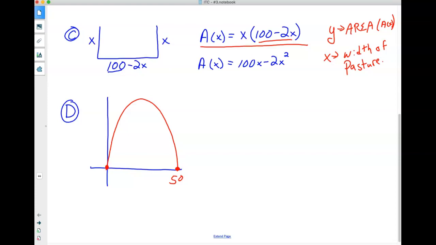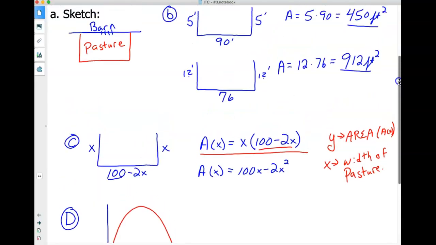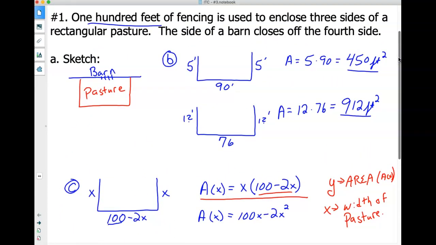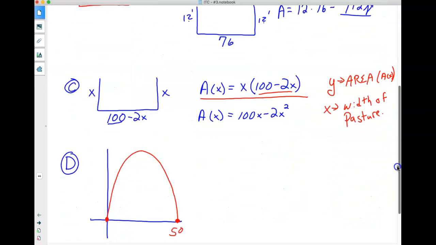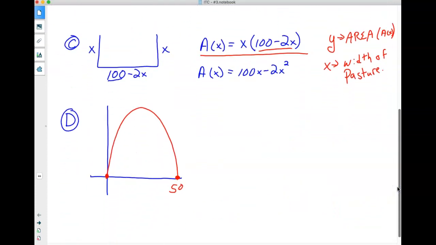And that is what we're going to be looking at, because I can't have a width bigger than 50, because I don't have enough fencing to do so. So that's important to know. So as we are changing our windows in here, check out what happened to my y value or my area. Here, my area went from 450 to 912. I don't know, what do you think? It's going to go up or down. Think of what you know of a parabola here. You know it's going to have an axis of symmetry somewhere in the middle, should be around where x is 25.